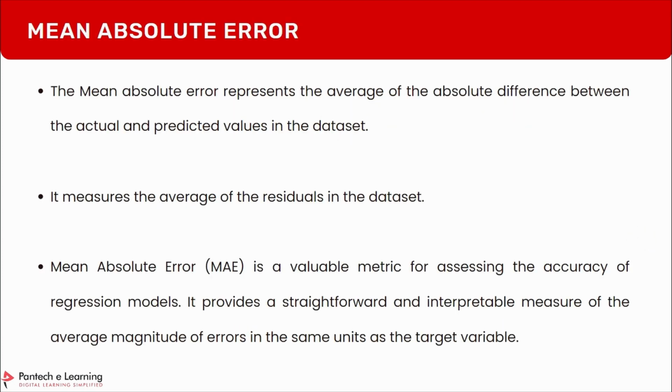Talking about the final one, which is going to be mean absolute error, it can also be used to compare different algorithms in regression. It is a measure of the average of residuals in the data set. Once again, here also they are calculating the difference, but the formula and its application are different. The mean absolute error is a valuable metric for assessing the accuracy of regression models. It provides a straightforward and interpretable measure of the average magnitude of error in the same unit as the target variable.